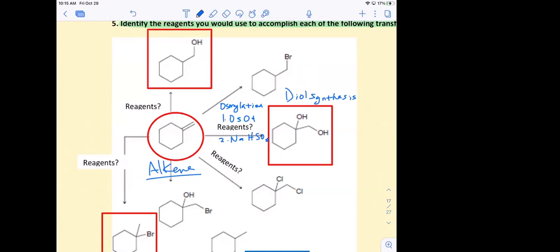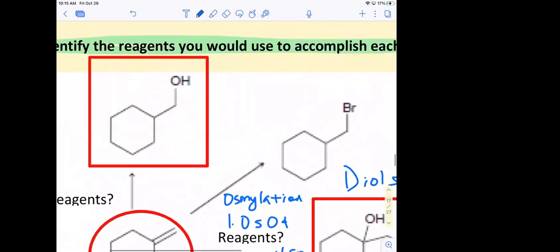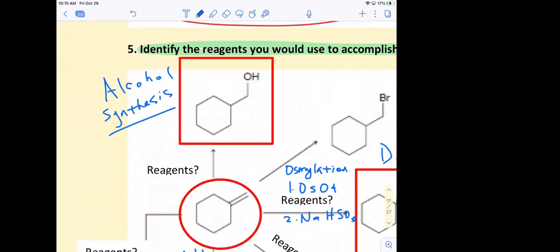Going from the alkene to that top functional group. What is that functional group? An alcohol. Very good. Alcohol synthesis. So this is an alcohol synthesis. What tools do we have in our toolbox to convert an alkene to an alcohol?